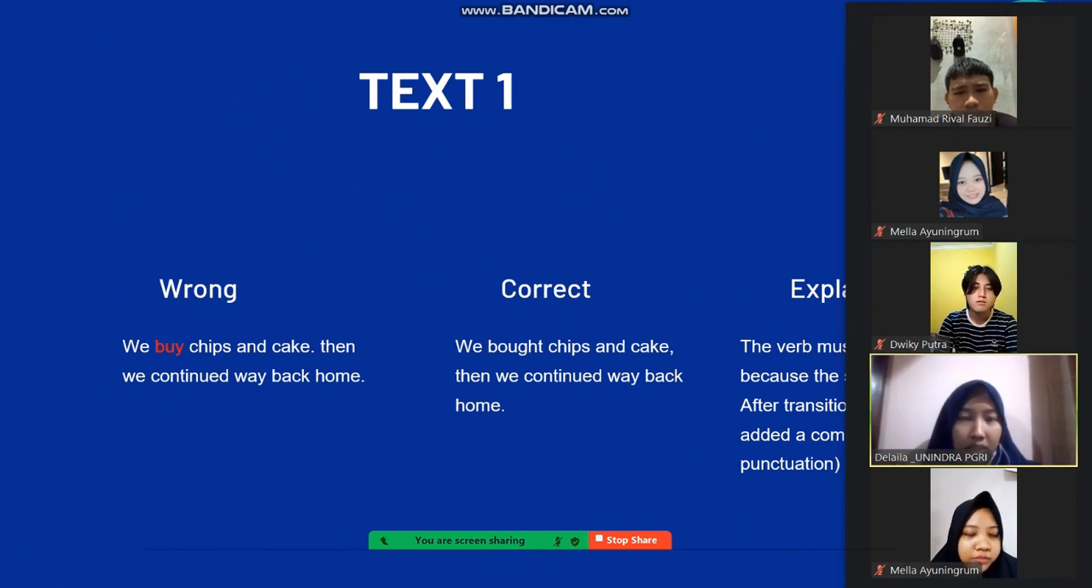Seventh sentence. We buy chips and cake. Then we continued way back home. There is a wrong sentence. The correct is, we bought chips and cake. Then we continued way back home. The explanation, the verb must use verb 2 because the sentence is in the past. After a transitional signal a comma should be added, or wrong punctuation.